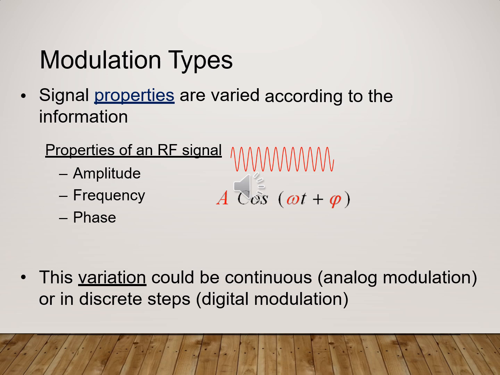Modulation types. The signal properties are varied according to the information. So properties of any RF signal: it has amplitude, frequency, or phase. These are variables. This variation could be continuous or could be represented as discrete steps, such as in digital modulation.